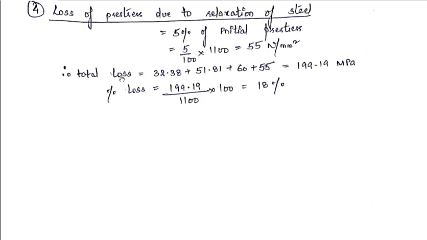So therefore the total loss will be the summation of all the losses due to the four factors, and that is elastic shortening, creep, shrinkage, and relaxation. So this total loss will come out to be 199.19. So now we have to calculate the percentage loss. So percentage loss will be total loss divided by initial pre-stress into 100. So this will come out to be 18%.